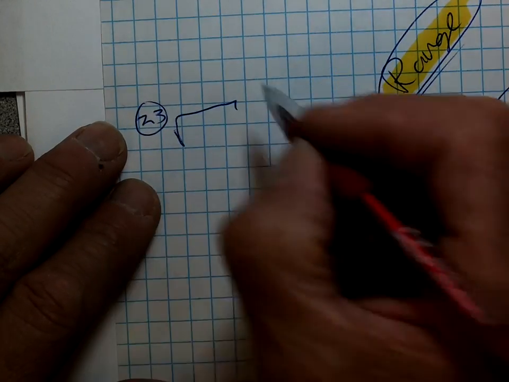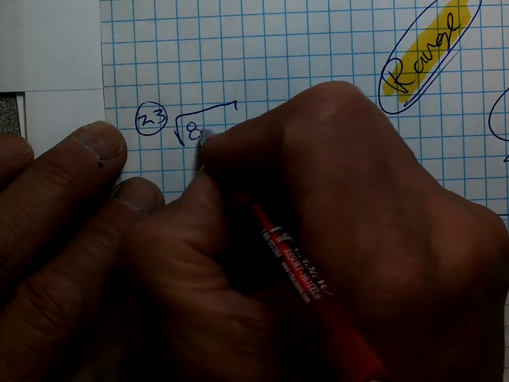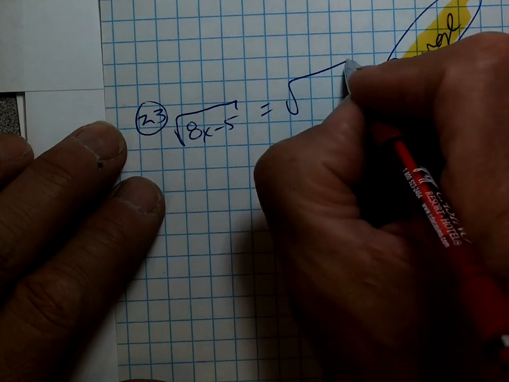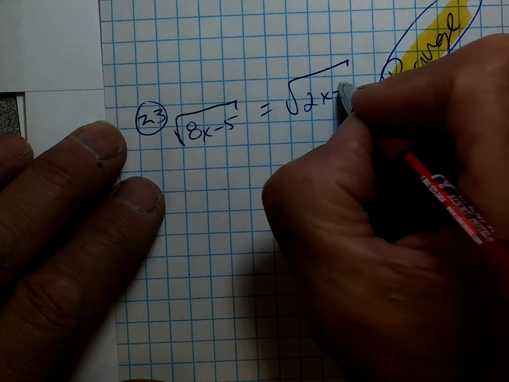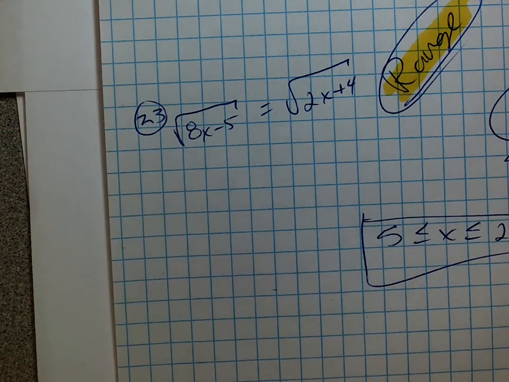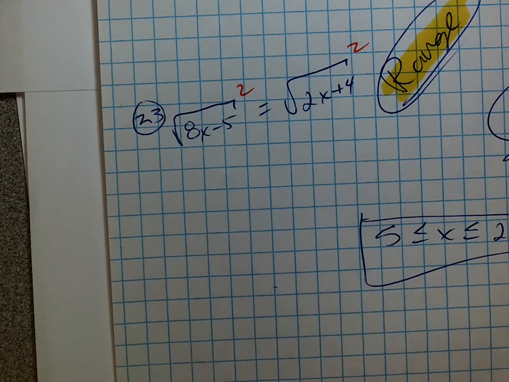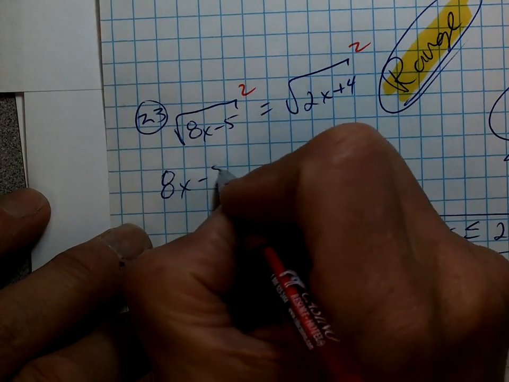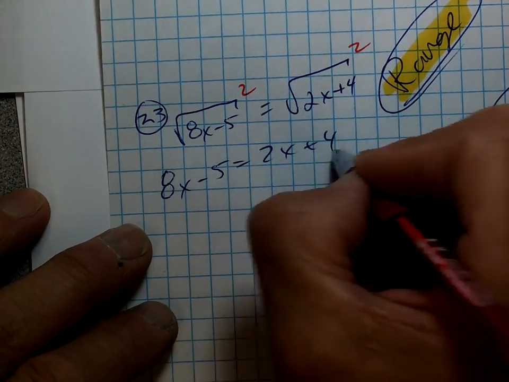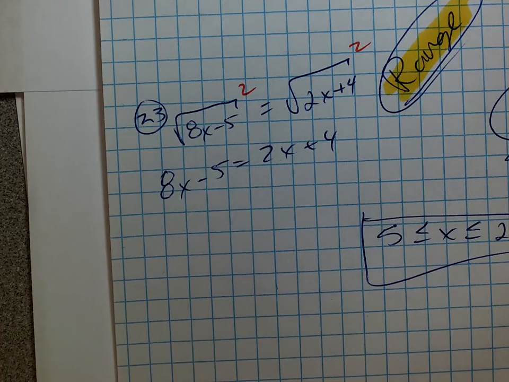Square root of 8x minus 5 equals square root of 2x plus 4. Yeah, this one's really easy. Honest. Just square it, right? Square both sides. And that just becomes a solve for x problem, doesn't it? Because the square roots dissolve. 8x minus 5 equals 2x plus 4, right? And just solve for x, right?